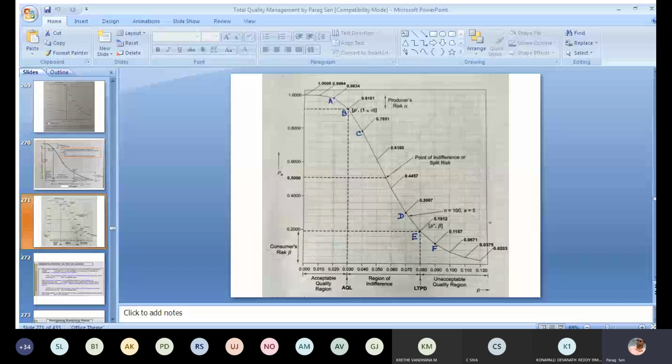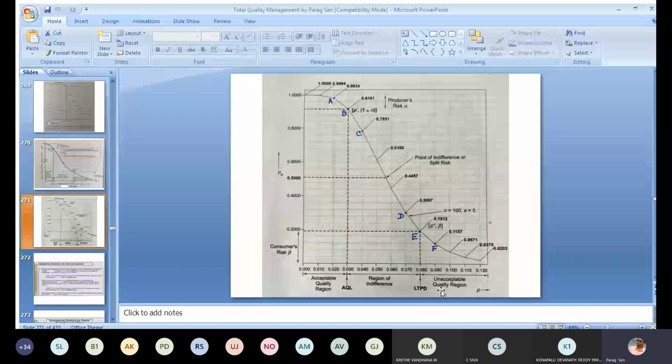So what we do for minimizing the risk, the consumer and the producer negotiate with each other and arrive at two limiting values of proportion defective in a lot. One limiting value is AQL, which is known as acceptable quality limit, and another limiting value of proportion defective in the lot is known as LTPD, which is known as lot tolerance percent defective.